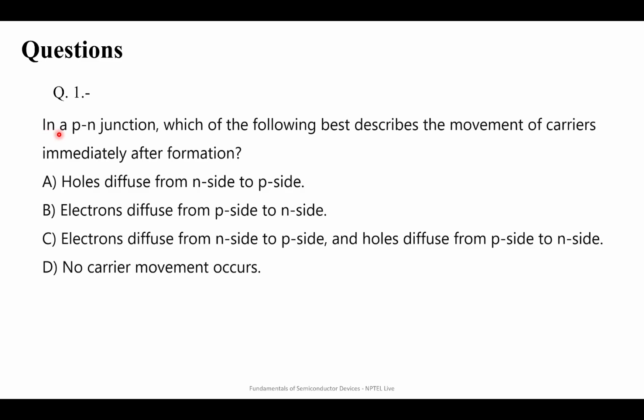So, first question. In a PN junction, which of the following best describes the movement of carriers immediately after formation? So just when PN and semiconductor join, what happens to the carriers? Holes diffuse from N side to P side, electrons diffuse from P side to N side; electrons diffuse from N side to P side, and holes diffuse from P side to N side; no carrier movement occurs. So what do you think should be the answer? You can speak or write in chat.